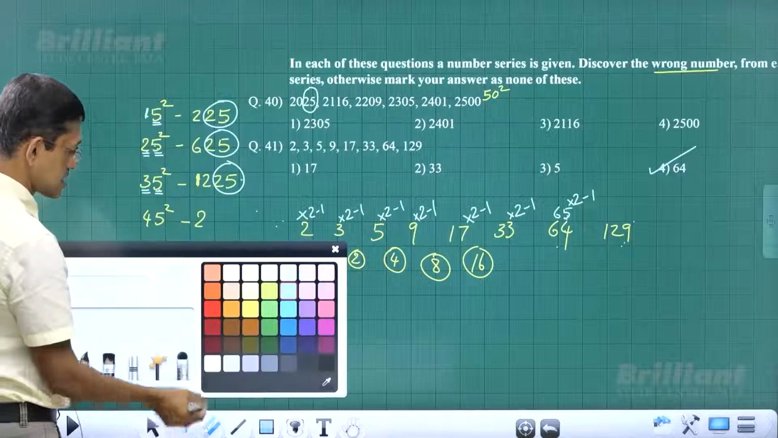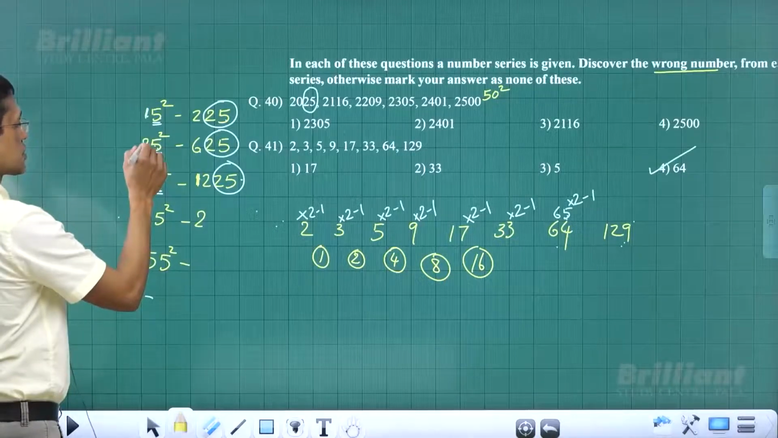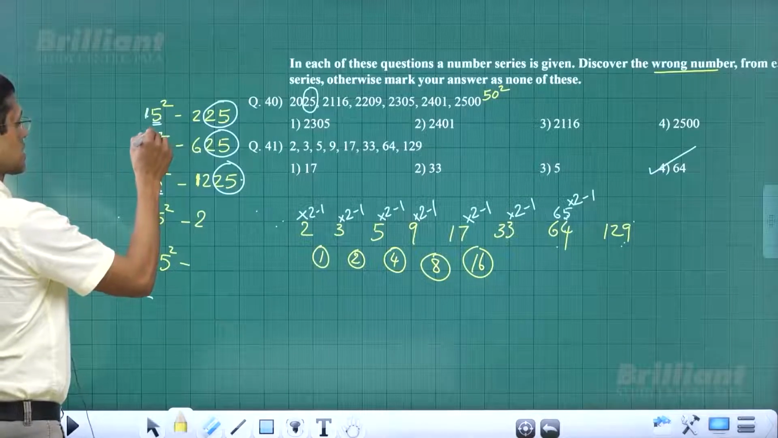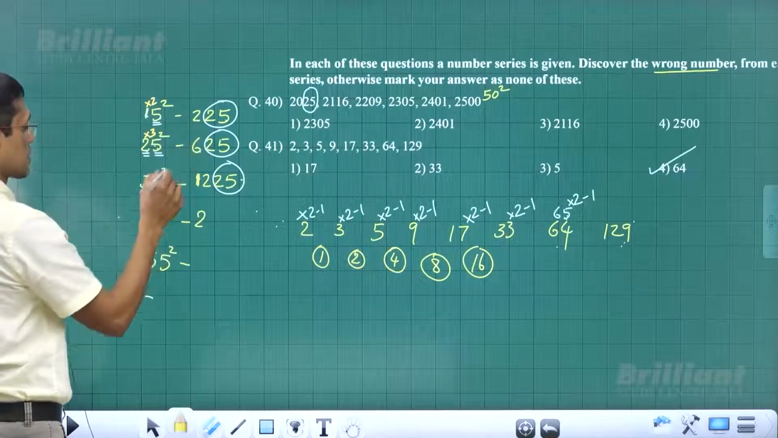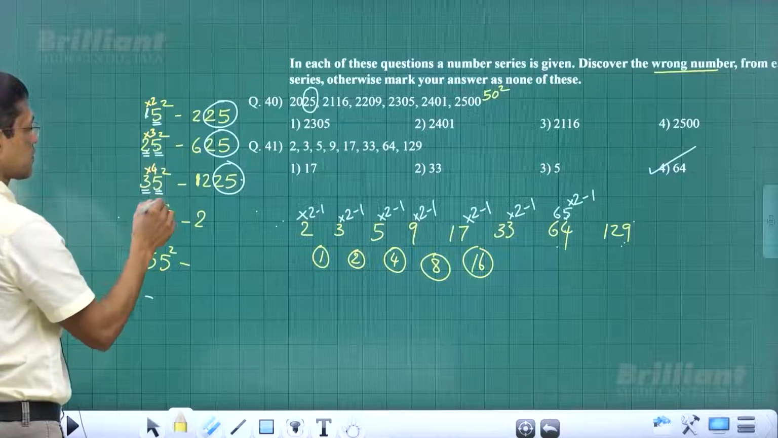So what happened to that? What happened to that 2? So 2 is multiplied by the next number 3, so we got 6. So 1 is multiplied by the next number 2, we got 2. And 3 is multiplied by the next number 4, we got 12.